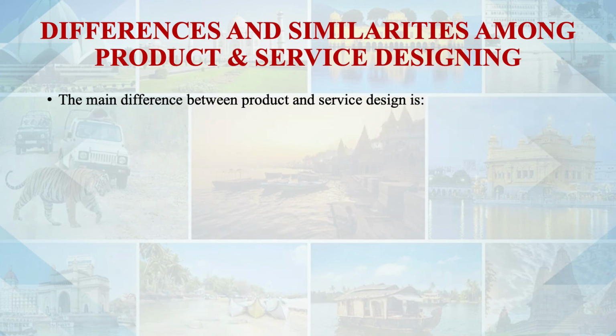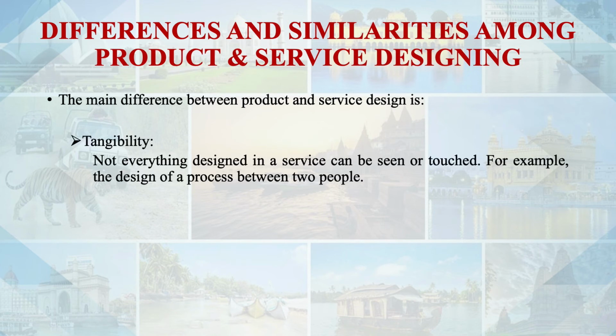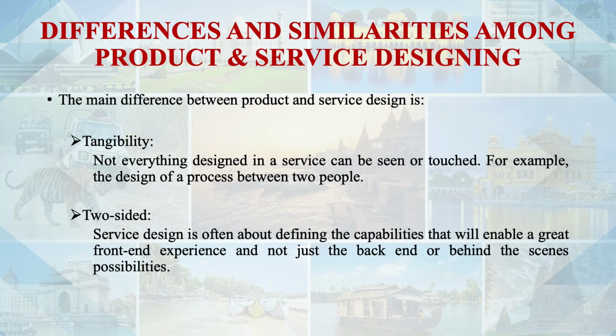The main difference between product and service design is tangibility. Not everything designed in a service can be seen or touched. For example, the design of a process between two people, two-sided, which means service design is often about defining the capabilities that will enable a great front-end experience and not just the back-end or behind-the-scenes possibilities.